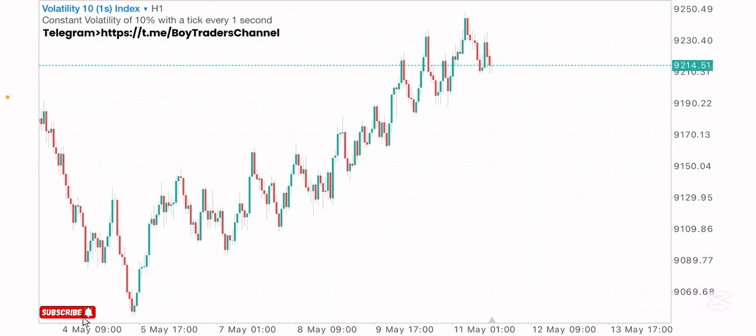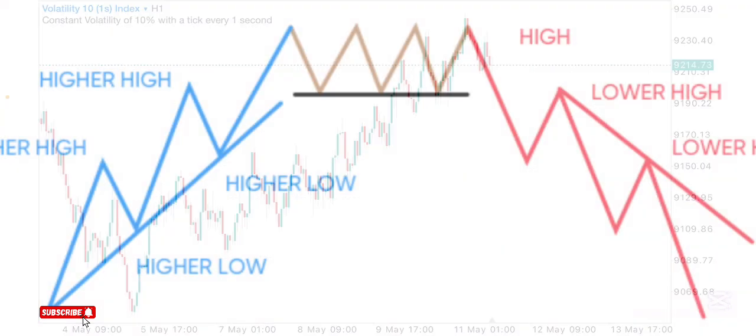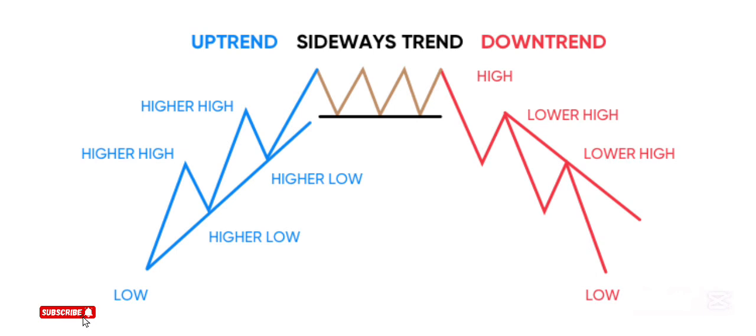So what are trends? It is basically the general direction of the market, and we have three types of trends. We have the uptrend, also known as the bullish trend. It's a type of trend where price creates a series of higher lows and higher highs formation. We have the downtrend, also known as the bearish trend, where price creates a series of lower highs and lower lows formation. And we have the sideways trend, also known as the consolidation trend, where price creates a series of equal lows and equal highs formation.